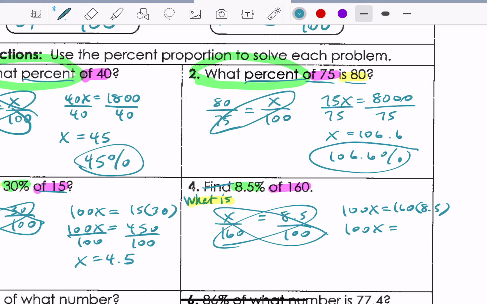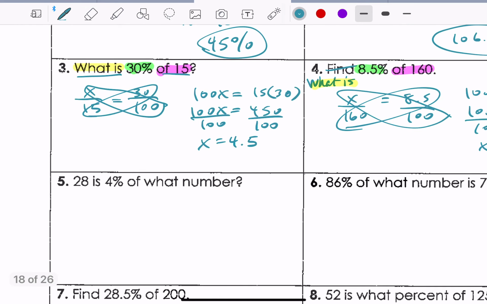100x is equal to 1360. I divide both sides by 100, and I get x is equal to 13.6. So 13.6 is 8.5% of 160.